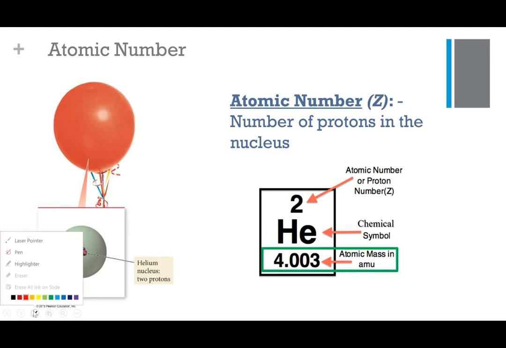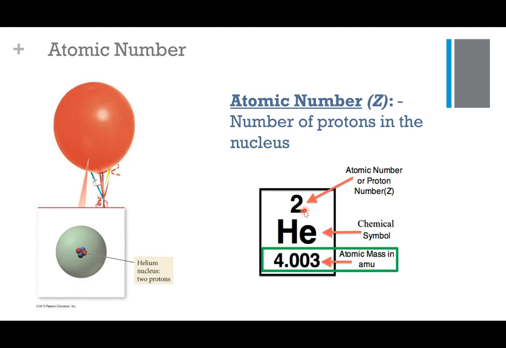So just as a quick reminder, subatomic particles that are present: protons, neutrons, electrons. Protons are positively charged particles in the nucleus. That's what defines a particular atom. We can find that information up here at the top of a periodic table. So 2 protons in every atom of helium.